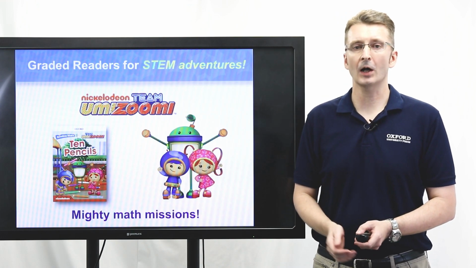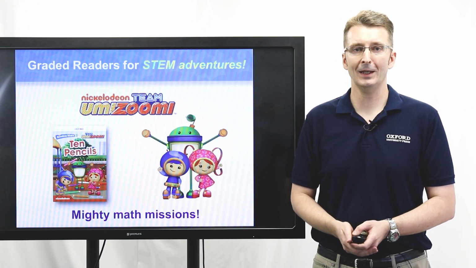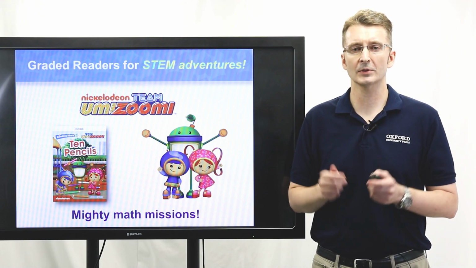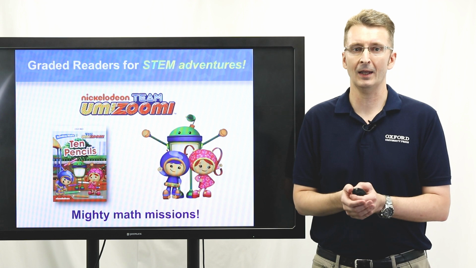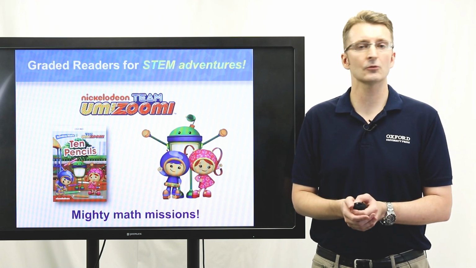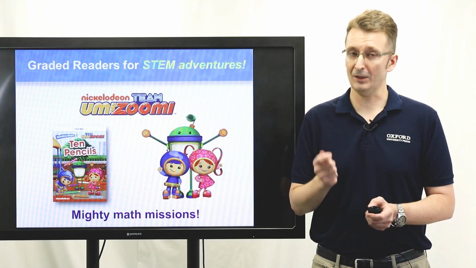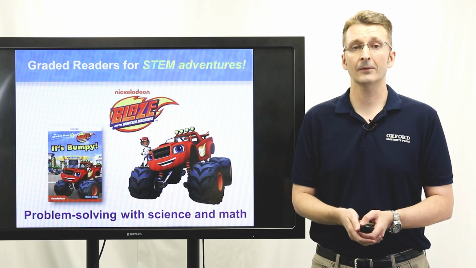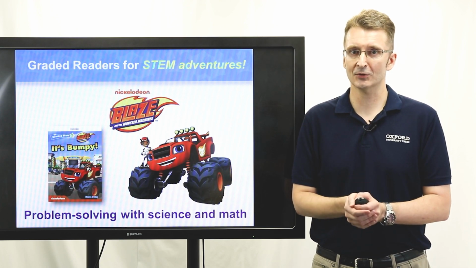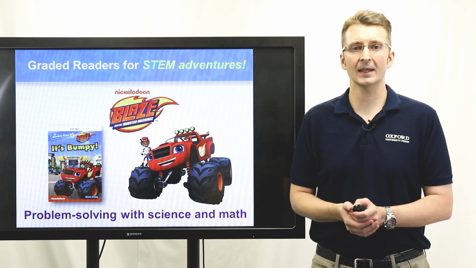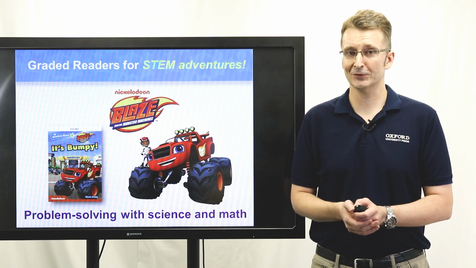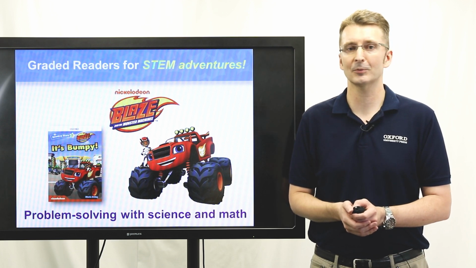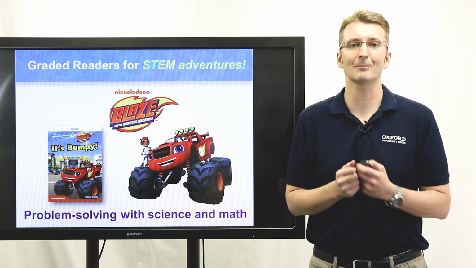Team Umizoomi are Geo, Bot and Millie. Every story has a problem to solve, and Team Umizoomi uses math skills to save the day. Team Umizoomi will introduce your students to math in a subtle and supported way. In the Blaze and the Monster Machine stories, 8-year-old techie AJ drives monster truck Blaze. They go on adventures and tackle problems involving science and math.